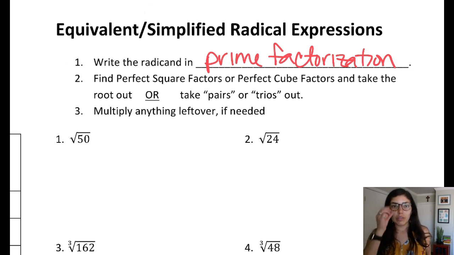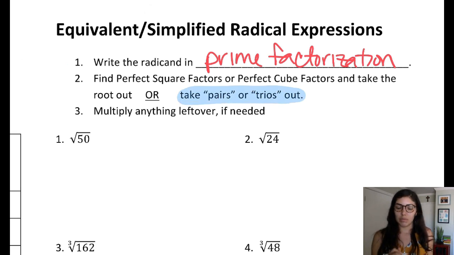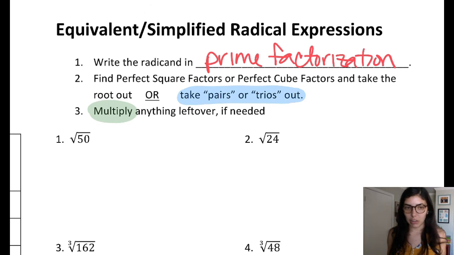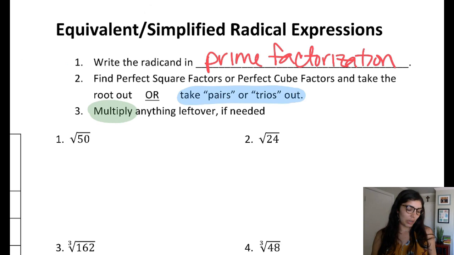What we're going to do is we're going to take pairs or trios out. So for those of you doing the first way, you're going to take pairs or trios out. Pairs for square roots, trios for cube roots. Okay, and then super important, if you have anything left over, which you will, you're going to multiply anything left over. Don't add it, don't divide it, don't subtract it, you're always multiplying your leftovers. Let me show you a few examples before you say, Ms. Quigley, I don't quite understand what you're talking about.